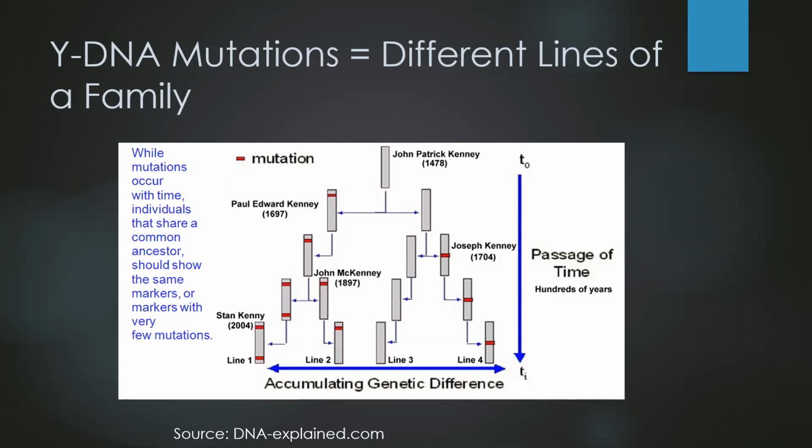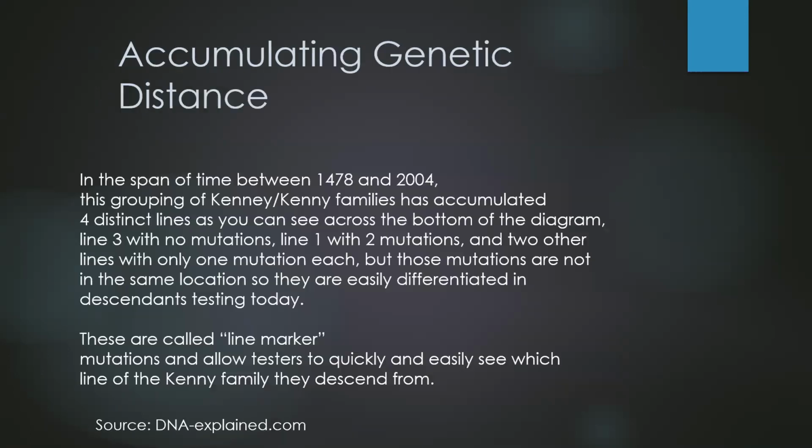So you can read more in her blog here, but she's talking about people who all link back to the same man, John Patrick Kenny. And over time, there are mutations. If you see the first generation there, there's a Paul Edward Kenny who has one mutation different from a brother. And moving forward in time, hundreds of years sometimes, there are mutations that occur. So when John McKenney had two sons, one had a mutation, one did not. And so you can see how four distinct lines develop over time. Now, those all link back to the same John Patrick Kenny. They're just four different variations on that Y-DNA. And sometimes hundreds of years have passed between generations. We're going to talk a little more about mutations in a bit.